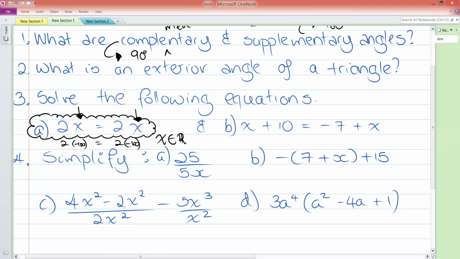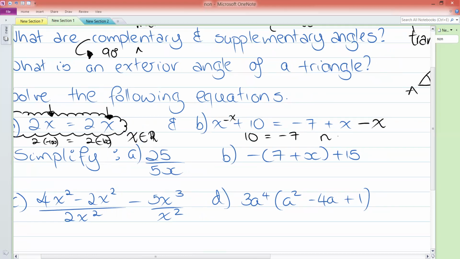Now let's think about this other side. Try and solve this equation. If you solve this equation by using your balancing method, this side you had plus x, so minus x here, minus x there. What are you left with? You're left with 10 is equal to negative 7. Is that true? Can 10 ever be equal to negative 7? No, right? So 10 can never be equal to negative 7. So your answer would be, there is no solution for x.